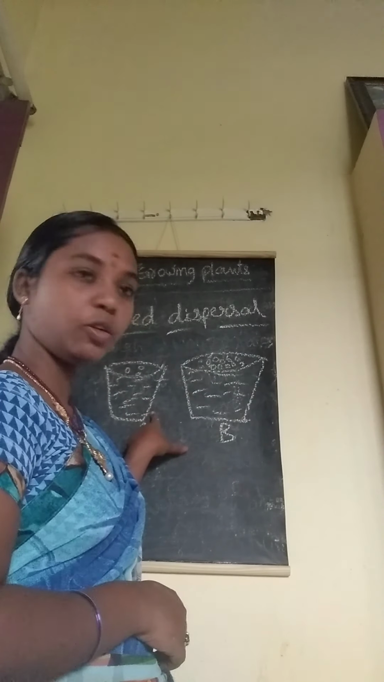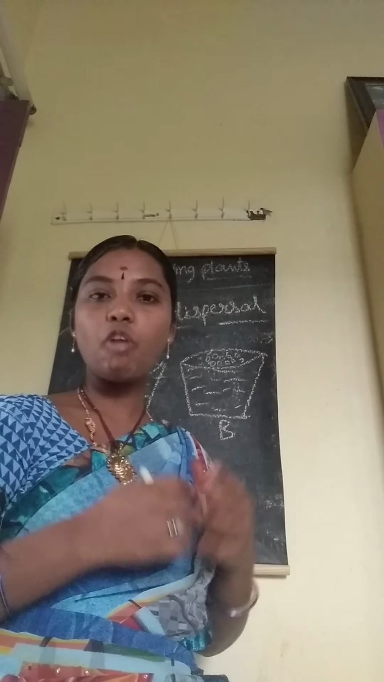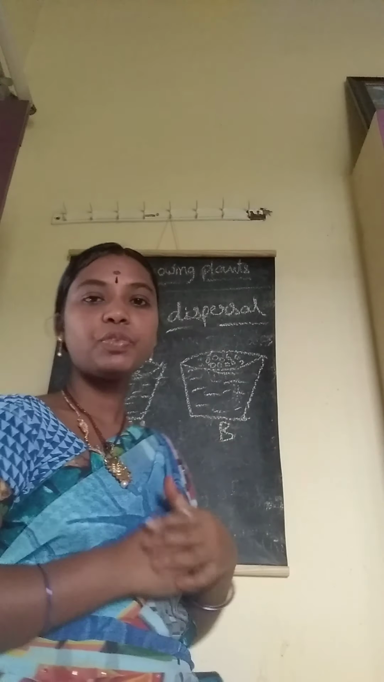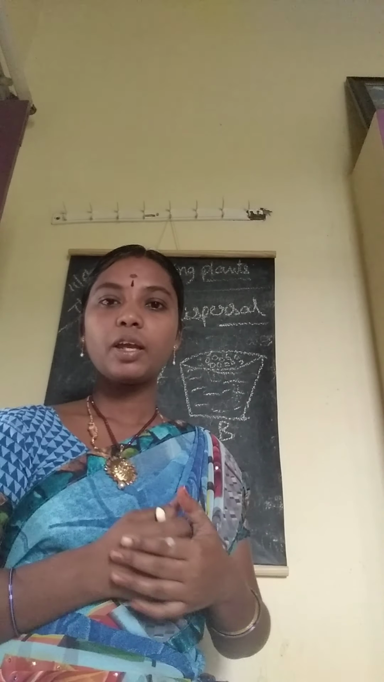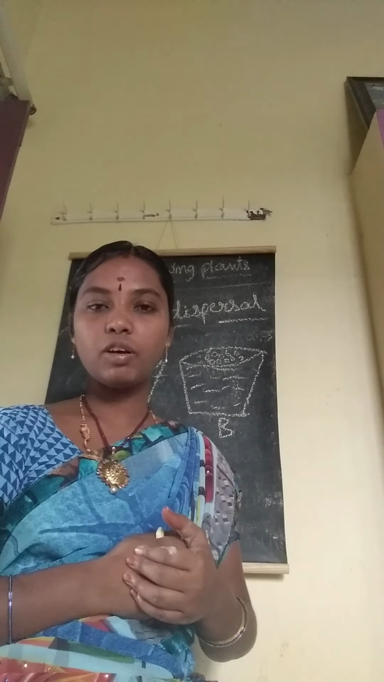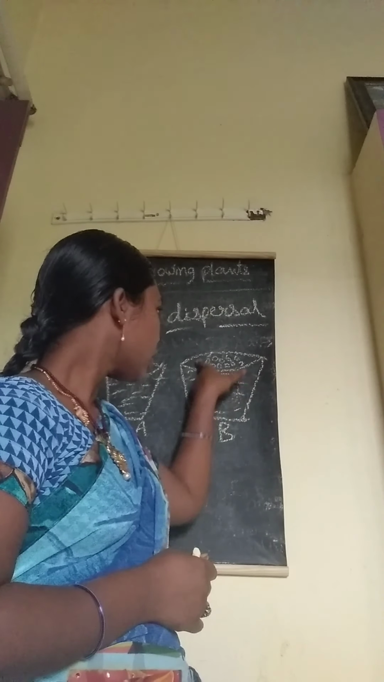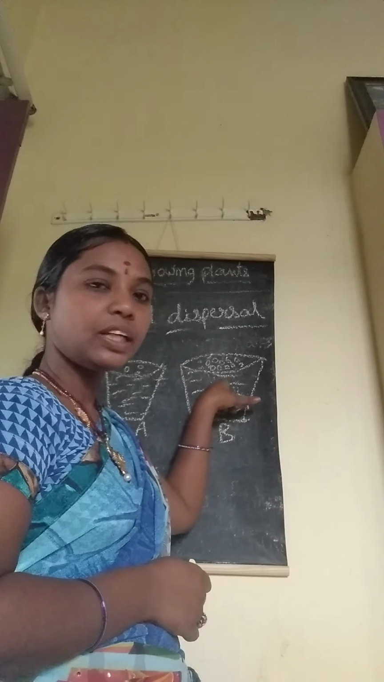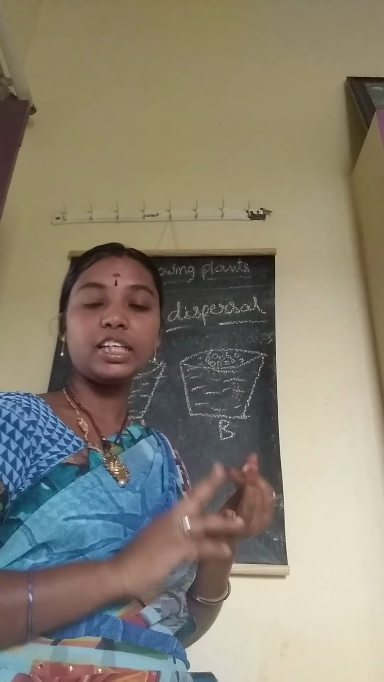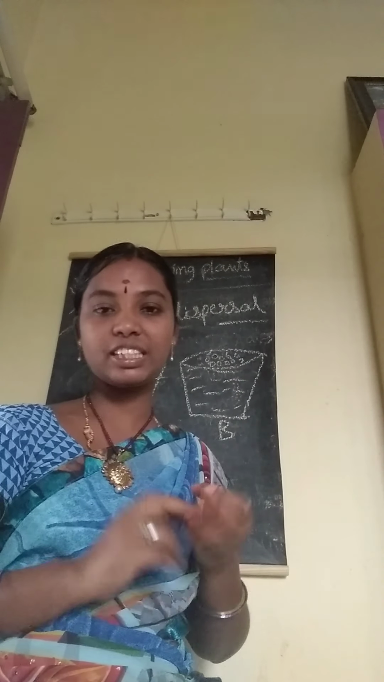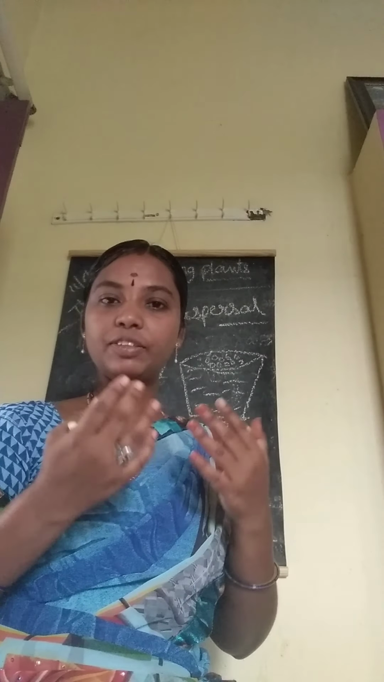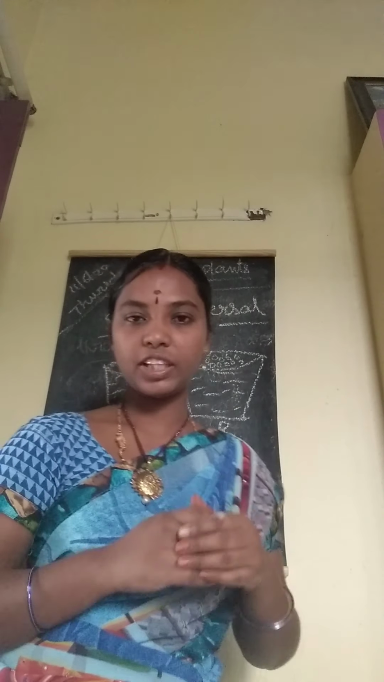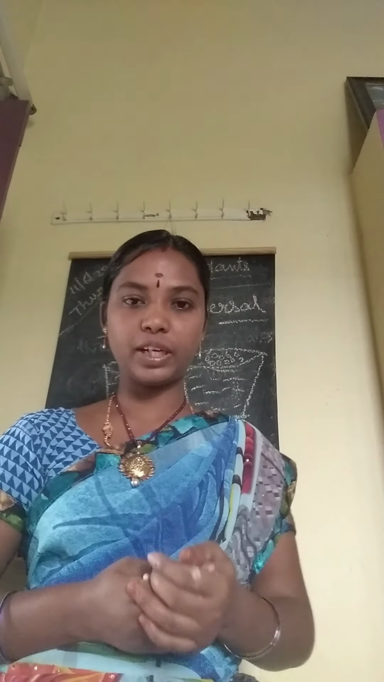From the A pot, we can see very healthy and quality plants. But from the B pot, we can see very weak plants. Why does this happen? Because in this pot there are so many seeds, they cannot get sufficient water, sunlight, air or space. So from this activity, we know one thing: if you pour many seeds at one place, they cannot germinate properly.